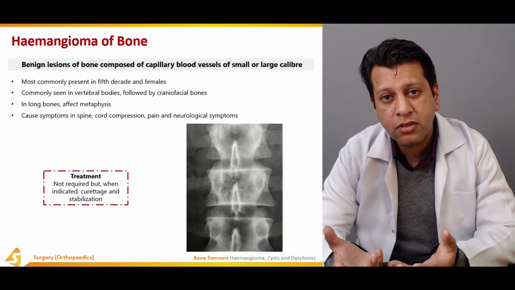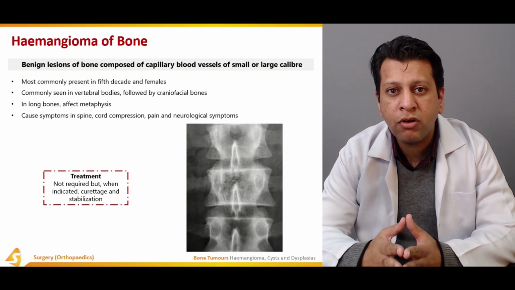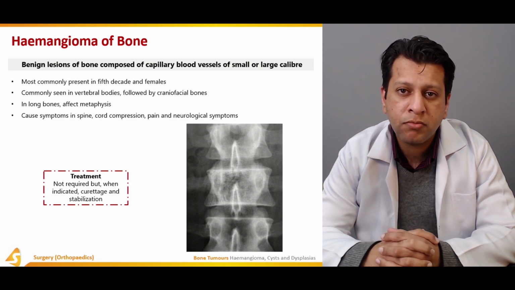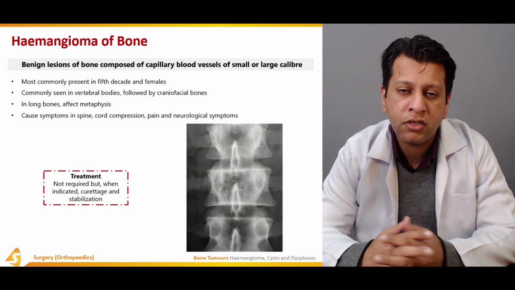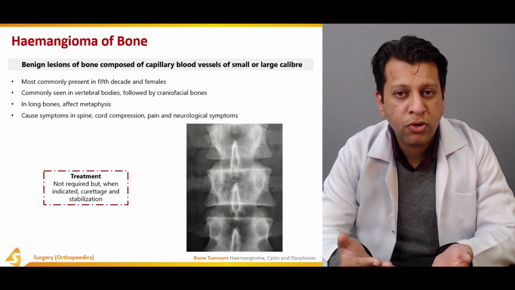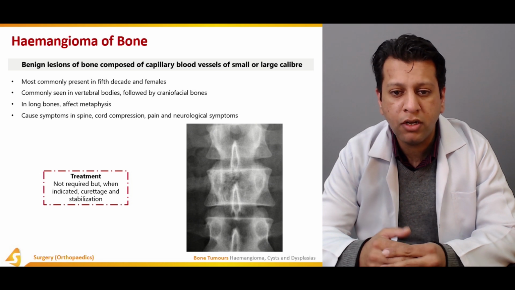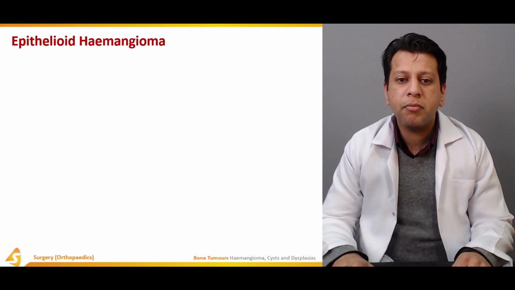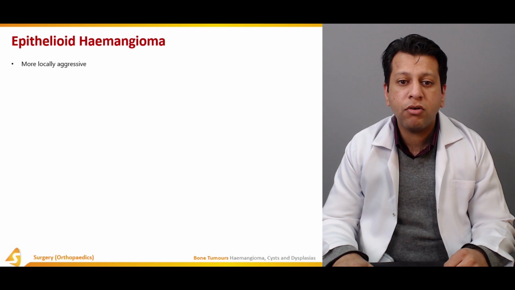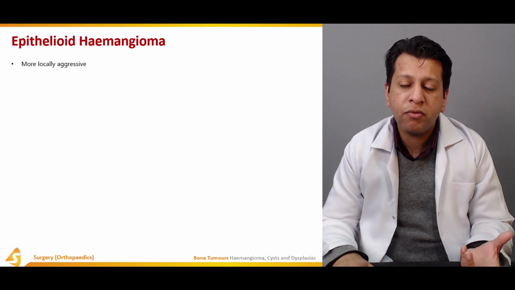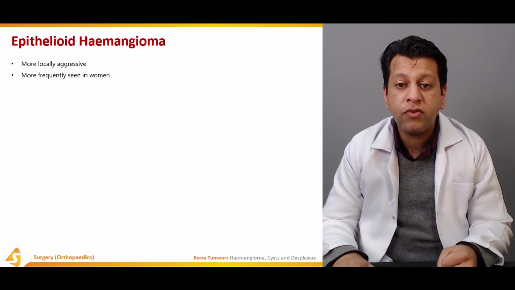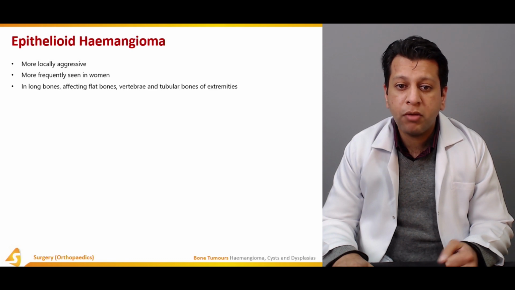But if it is causing neurological compromise or cord compression symptoms, then treatment may be necessary, which includes firstly embolization so that a lot of blood is not lost, and then removal of the lesion. Coming to the epithelioid haemangioma, it's another variety of haemangioma which is more locally aggressive. It's more frequently seen in females.